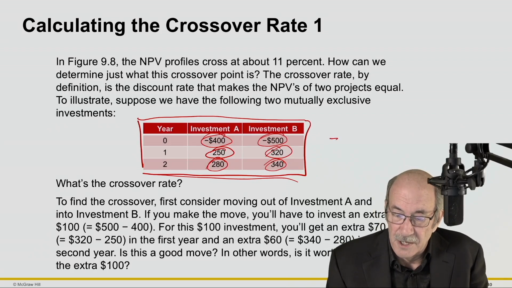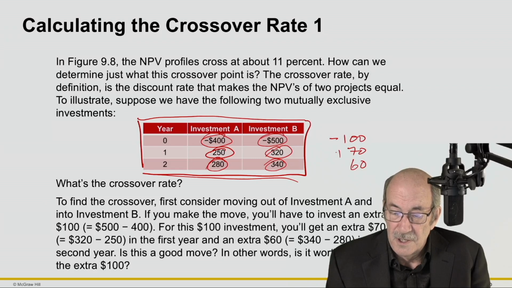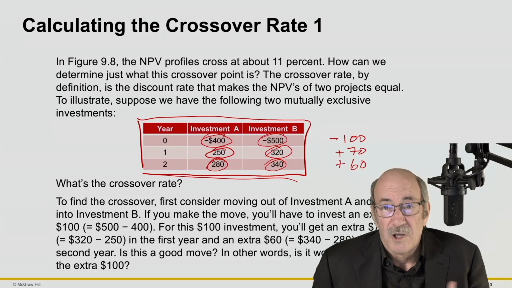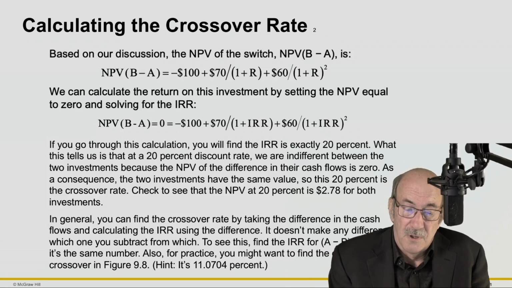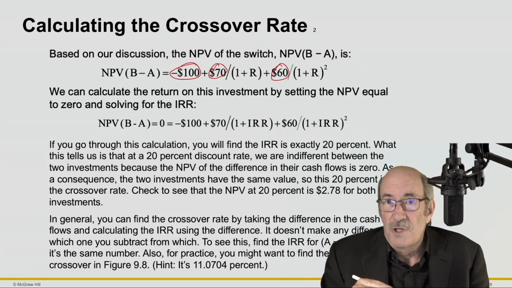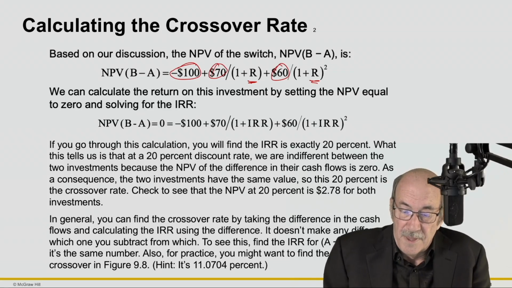So what's the difference here? We've got a $100 difference in the initial cash flow. We have a $70 difference between cash flows at year one between A and B. And then we have a $60 difference, and these are both positive, between the cash flows for year two. So why don't we take those cash flows, negative 100, positive 70 in 1 year, and positive 60 in 2 years, and figure out the internal rate of return that makes that NPV equal zero. And it turns out that the IRR that makes that equal zero is 20%.